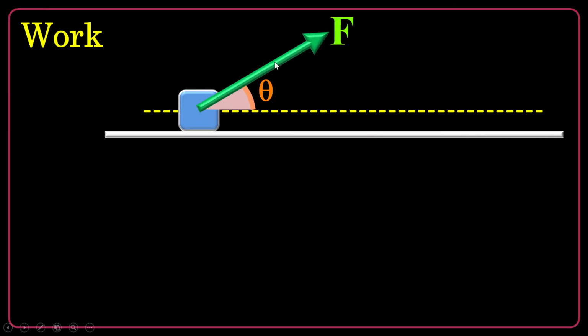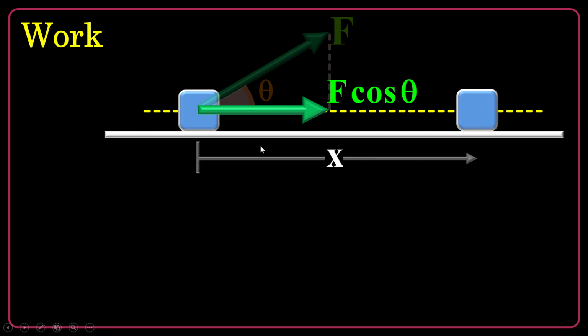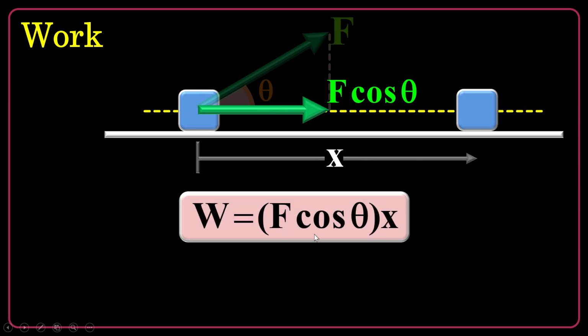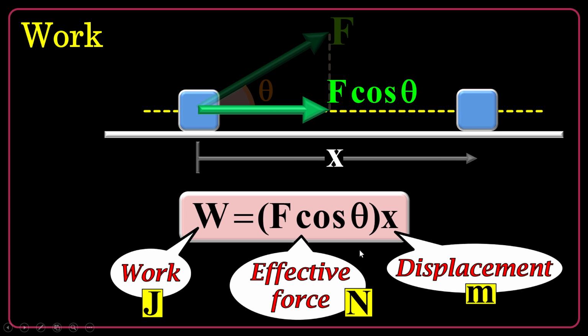Now let's define work. Here I have a force F acting on an object, and that force is making an angle of theta with the horizontal. So the component of that force on the horizontal axis is going to be F cosine of theta, and let's suppose that the object has a displacement of x. Work is defined as the multiplication of effective force and displacement. So effective force times displacement is work. In SI units, work is measured in joules, force is measured in Newtons, and x is measured in meters.